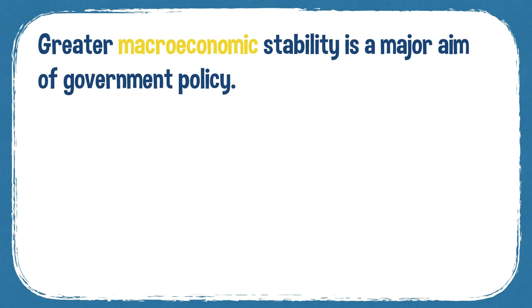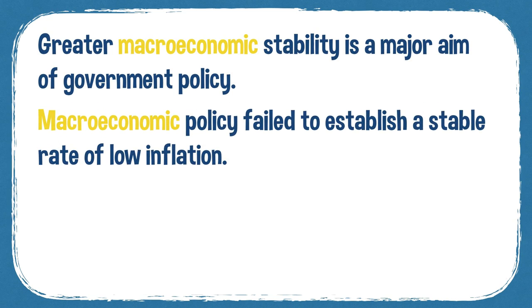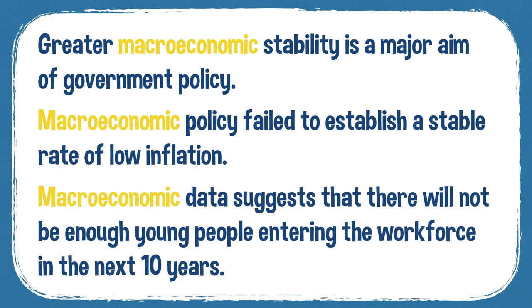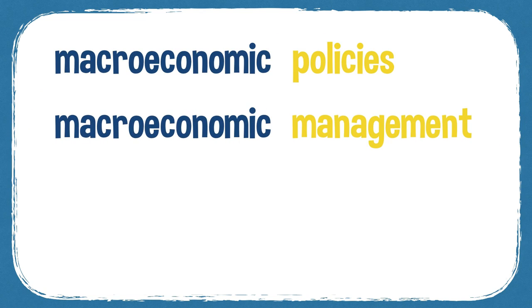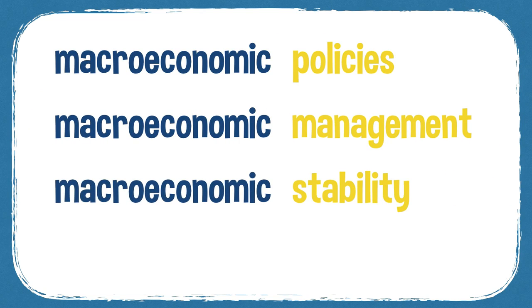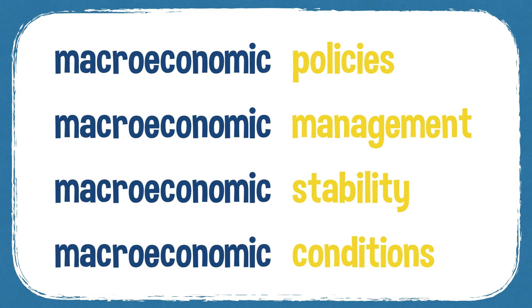Greater macroeconomic stability is a major aim of government policy. Macroeconomic policy failed to establish a stable rate of low inflation. Macroeconomic data suggests that there will not be enough young people entering the workforce in the next 10 years. So it's all the big stuff about economics, government policy, inflation, the workforce. So we talk about macroeconomic policies, macroeconomic management, macroeconomic stability, and conditions too.